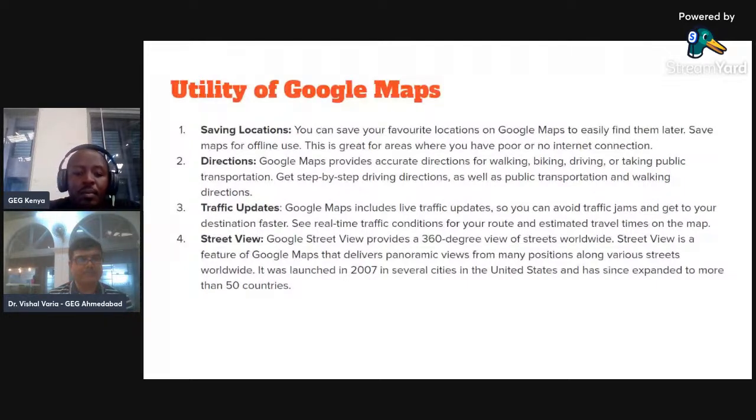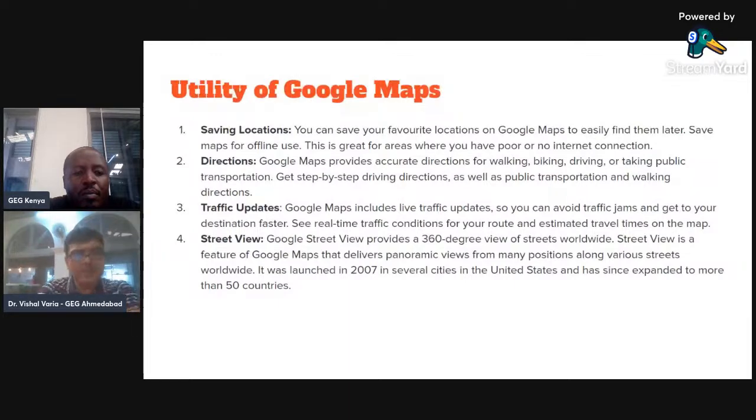Street View is one of the very useful features of Google Maps. It provides a 360-degree view of streets worldwide. Street View is a feature of Google Maps that delivers panoramic views from many positions along various streets worldwide. It was launched in 2007 in several cities in the United States, and it has since expanded to more than 15 countries. In India, Street View has been started recently. Earlier it wasn't there, but I think the service started in the last 3 to 6 months.